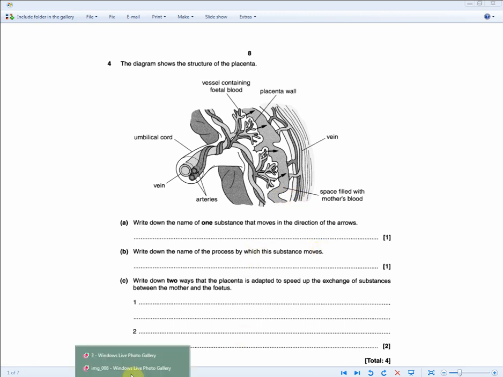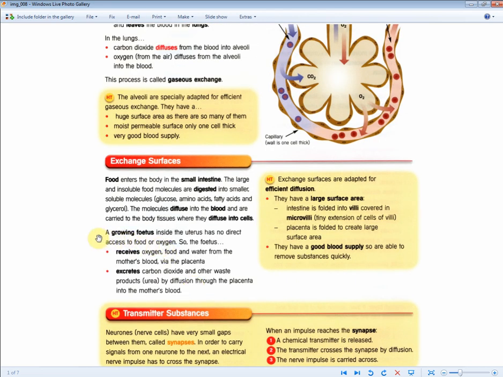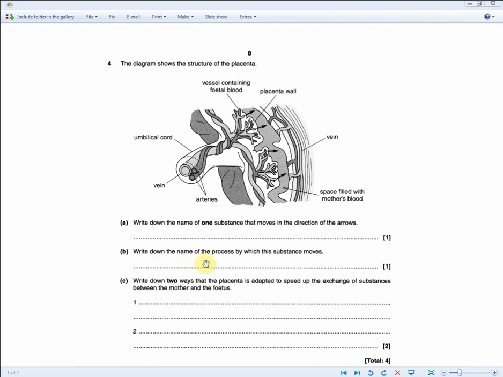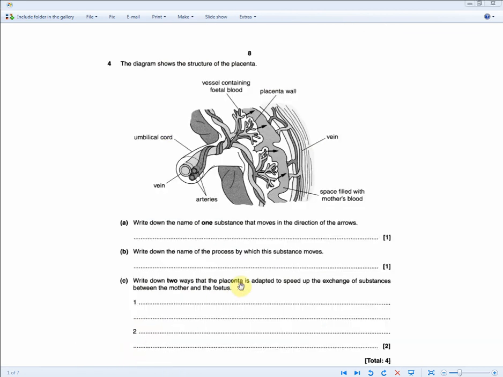So one substance, if we turn back to the revision guide, we can identify as, well, a growing fetus inside the uterus has no direct access to food or oxygen, so the fetus excretes carbon dioxide and other waste products such as urea by diffusion through the placenta in the mother's blood. So to answer the question, you can write urea or carbon dioxide. And if we go back to the exam question, write down the name of the process by which this substance moves. So for one mark, as we've just read, the process is diffusion. So diffusion is actually quite important. I mean, just that one word, diffusion, will get you one mark. And that one mark could distinguish the difference between your A and A star grade.